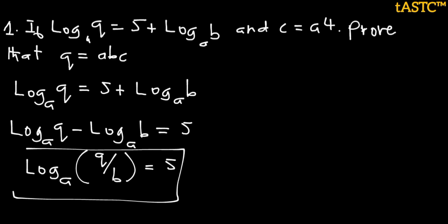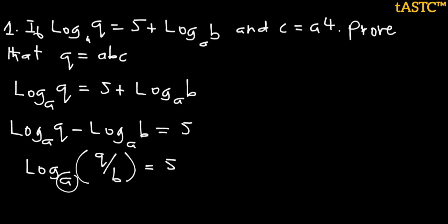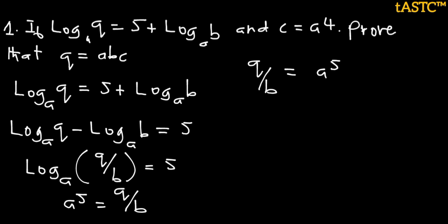This is a logarithmic equation. I'm going to change it to an index form. So I need to take the a and power it to the power of 5. So that will be a to the 5th power, and this will be equal to q divided by b. So we have q divided by b equal to a to the 5th. Next up, I'm going to cross multiply with this b. And so I'm going to have q be equal to b multiplied by a to the 5th.